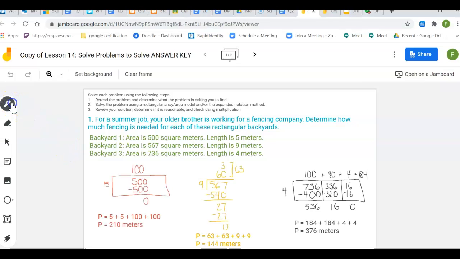All right, so you've had an opportunity to work on those, and we're going to take a look at them. Now, reread the problem and determine what the problem is asking you to find. So this one, for a summer job, your older brother is working for a fencing company. Determine how much fencing is needed for each of these rectangular backyards. So this is essentially going to be our question. So we're determining how much fencing is needed for each of these rectangular backyards. And so we got a lot of key numbers here for each one. So I'm going to go in and circle all of our key numbers.